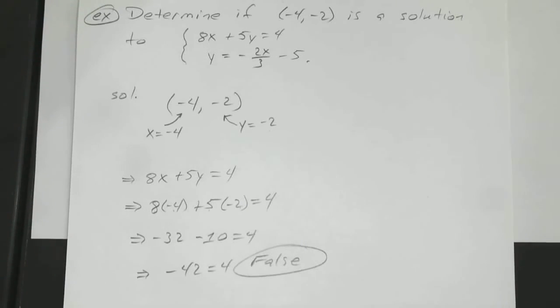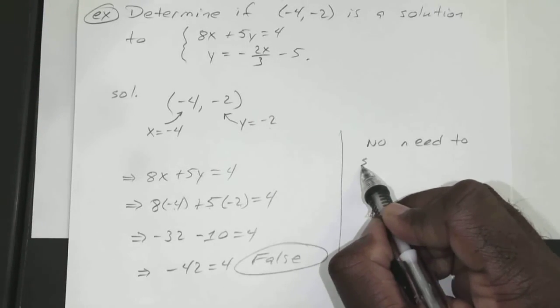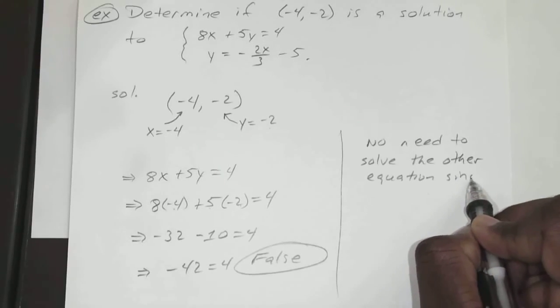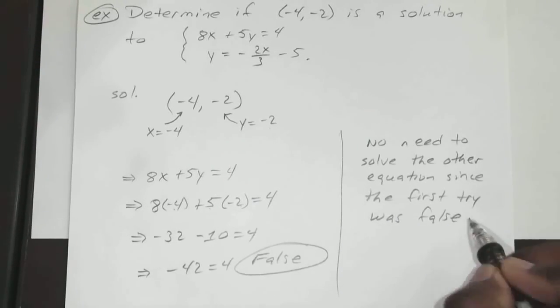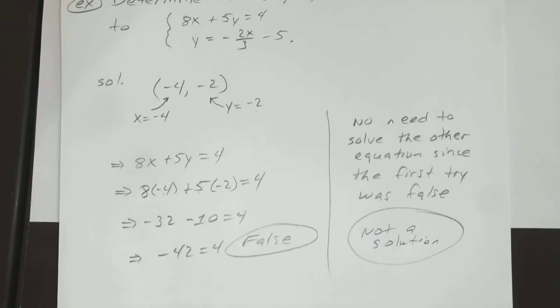To be honest, as soon as one of them is false, you don't even have to worry about doing the other one, because both of them have to be true in order for it to be a solution. So as soon as you find one false, you're done. Any questions on that one? So no need to solve the other equation, since the first try was false. So we know it's not a solution. All right, leave that up for a few more seconds.